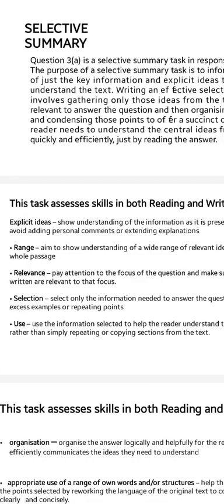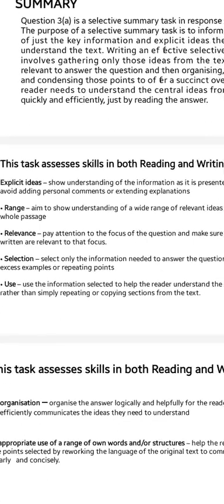So avoid using personal comments or extending explanations. Do not add your own opinion in your summary writing. Do not beautify your writing. Do not decorate your sentences. Just be natural and simple, and do not add any information from yourself. Just stick yourself to the text.